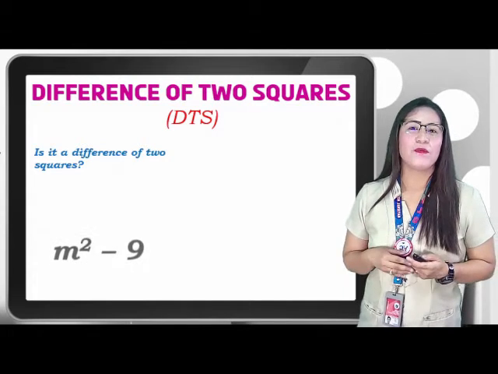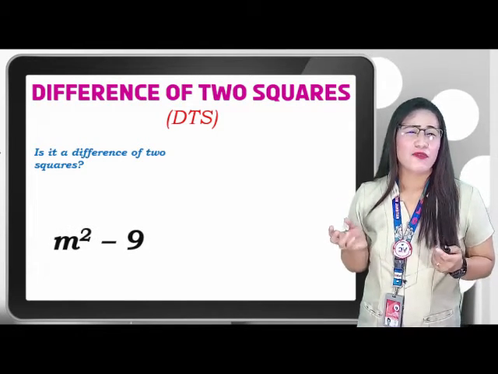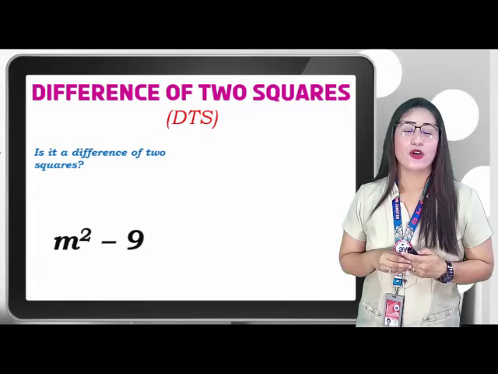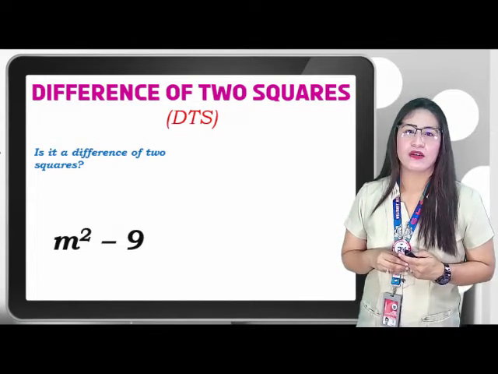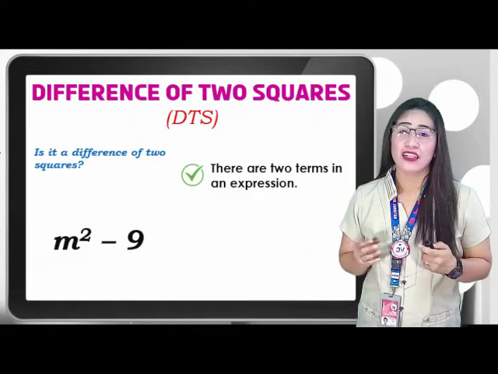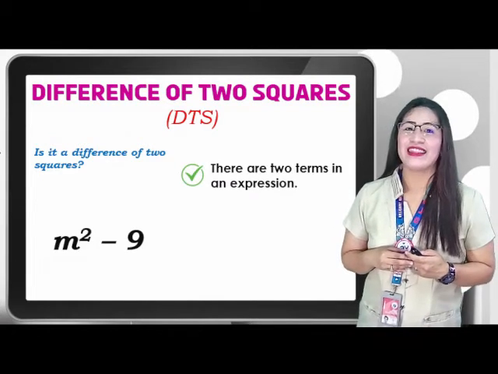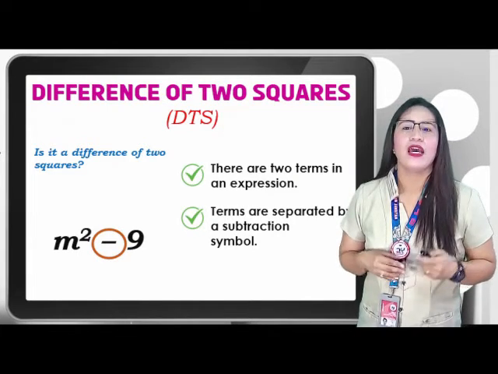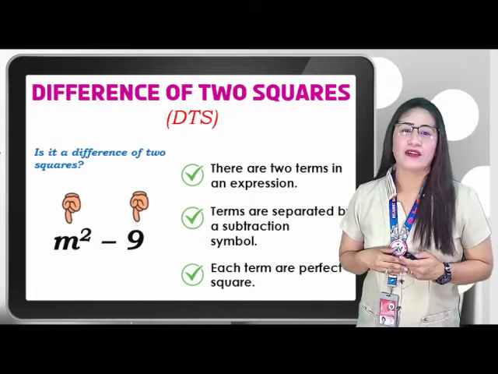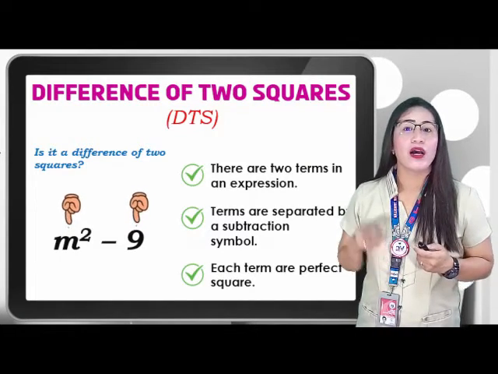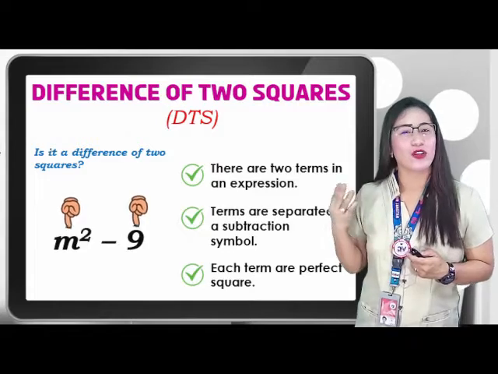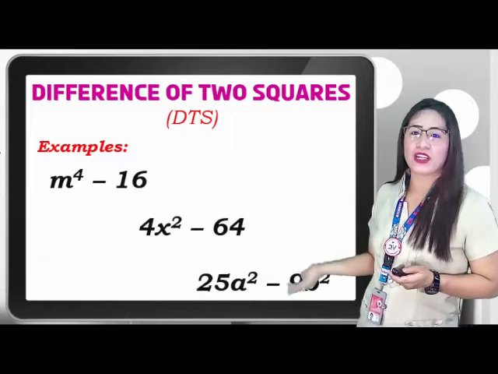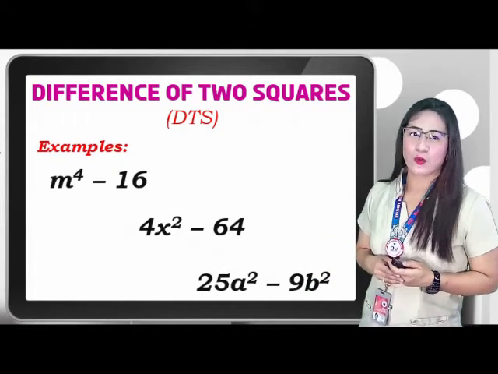m squared minus 9. Is it a difference of two squares? Let's see if it possesses the conditions of difference of two squares. There are two terms in the expression, m squared and 9. Terms are separated by a subtraction symbol. Each term is a perfect square. The square root of m squared is m and the square root of 9 is 3. Here are other examples of expressions in difference of two squares.